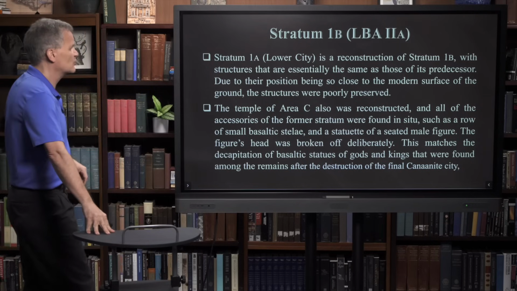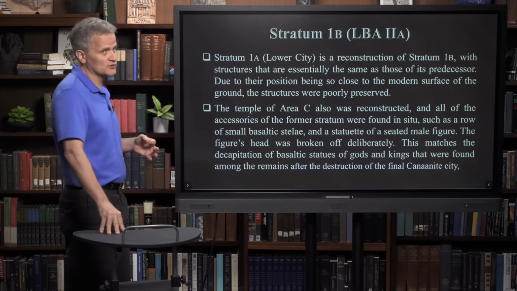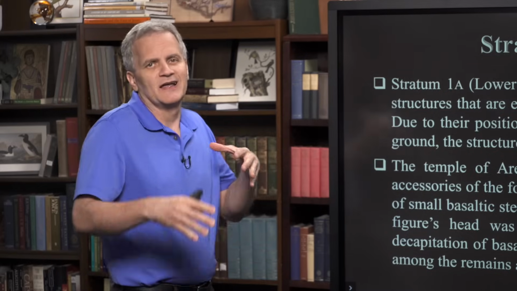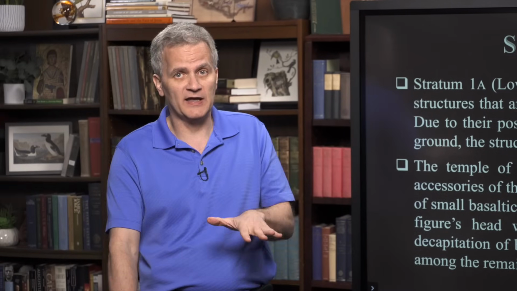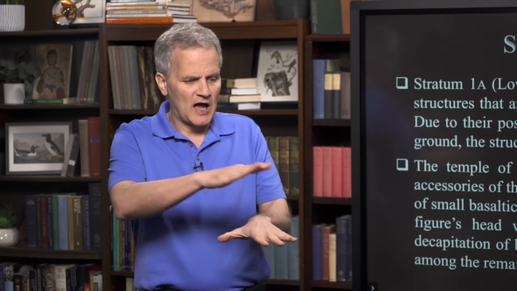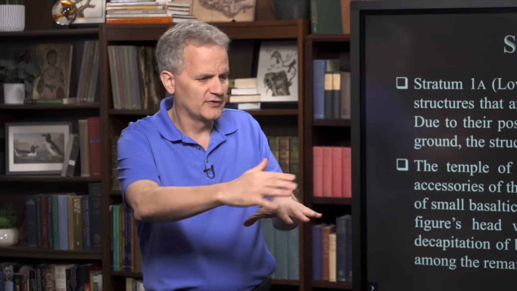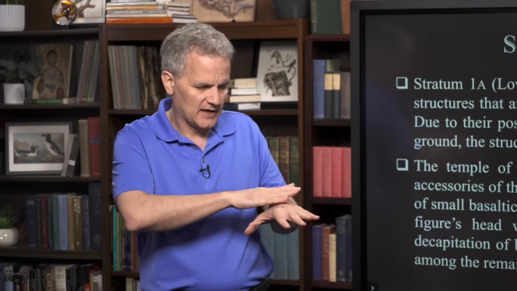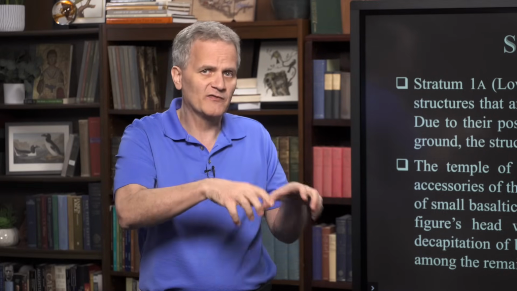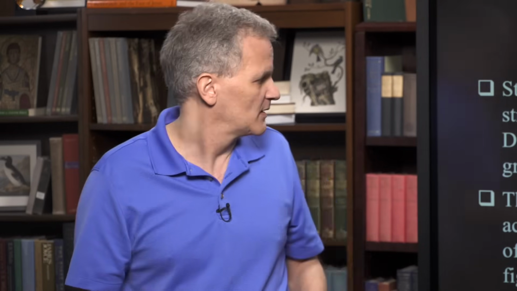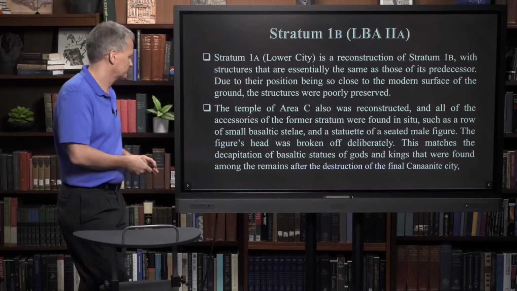Due to their position being so close to the modern surface of the ground, the structures were poorly preserved. So the problem is, this was the last occupational phase in the lower city. And since no other occupation was built on it, nobody came by to level it. To level it, of course, you're adding a bunch of earth, soil, and gravel, and that helps preserve what was there beforehand. But when it's not purposefully done soon after the events for a new occupational phase, then it's subject to the elements and to weathering and wear and tear. So that really provides reason for this.